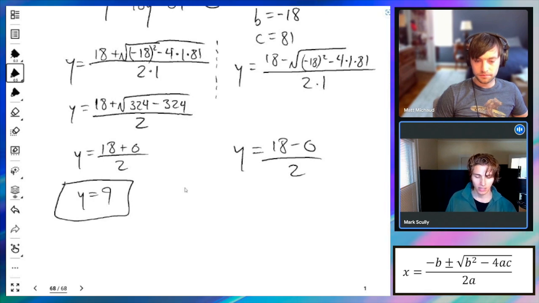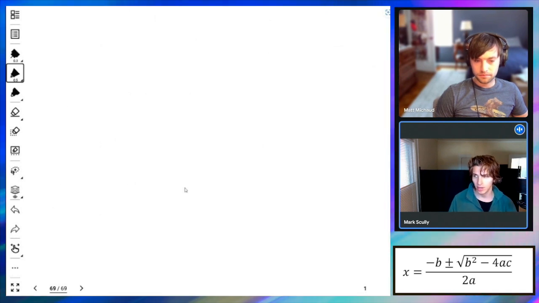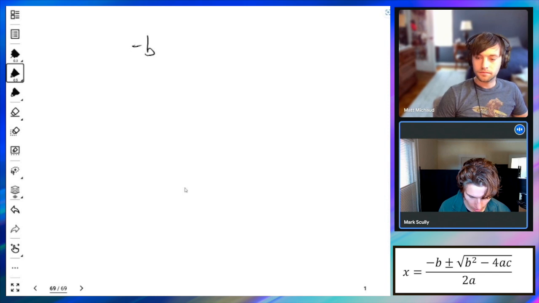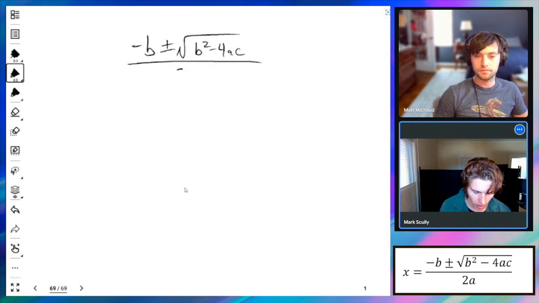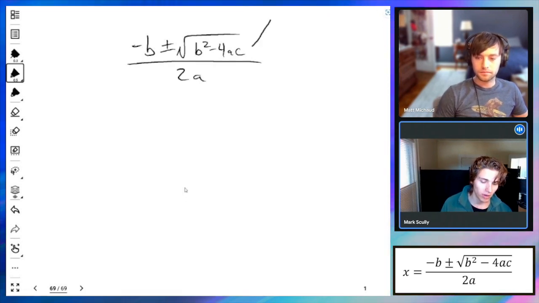Now we're going to get into one more concept. We're going to break this up a little bit. Negative b plus or minus the square root of b squared minus 4ac over 2a. This part that's inside of the square root, this is called the discriminant.